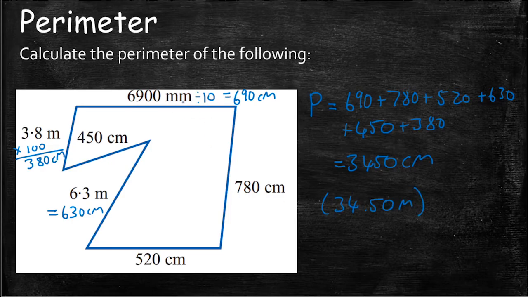And we could also write it in millimeters if we wanted to, by timesing it by 10. So 34,500 millimeters. So we could have done this in any of the units, but I chose centimeters because that was what most of the units were in. That means less work for me later on.